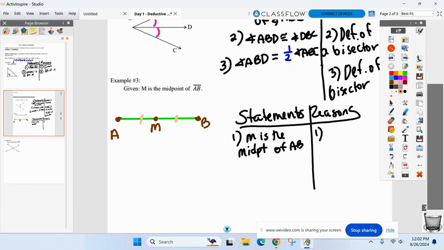Also, you'll notice I abbreviated midpoint, MIDPT, if you want.